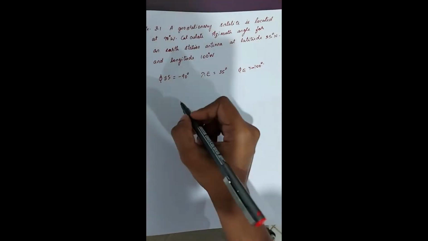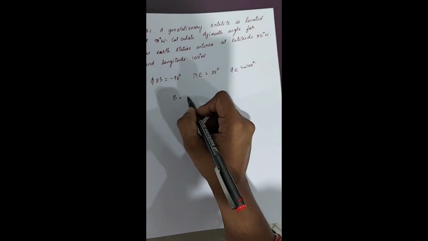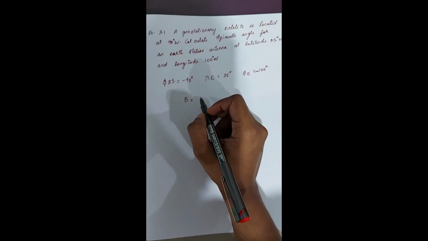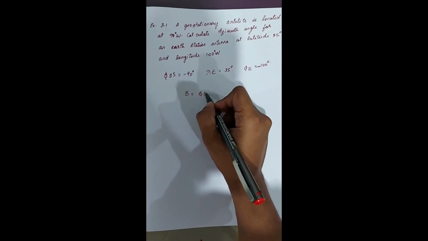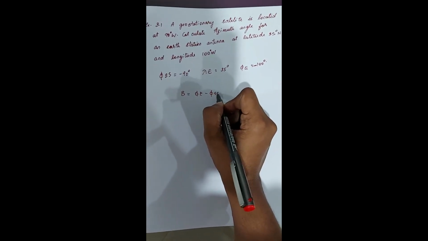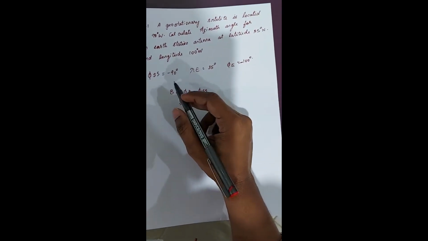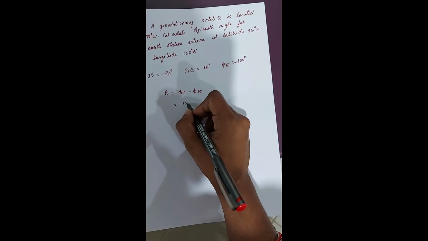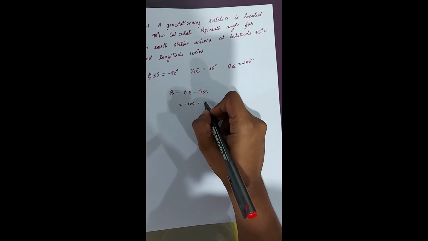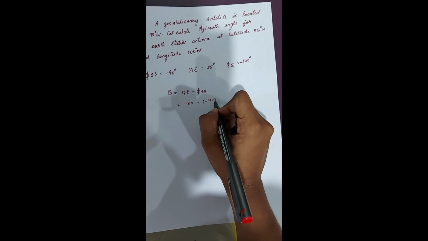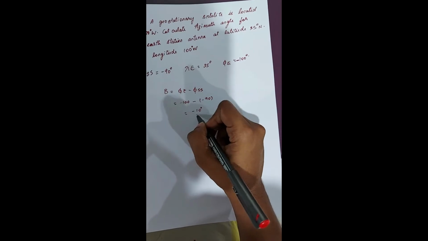So the first thing we will find out is our angle B. We know angle B is given by phi E minus phi SS, which is phi E, minus 100, minus phi SS, minus 90. So this is minus 10°.